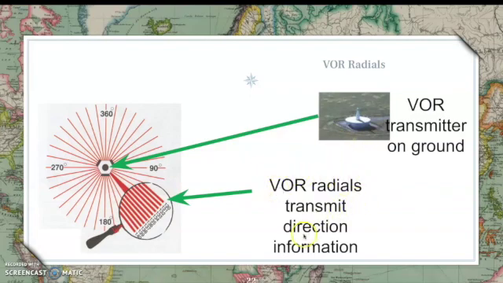So VOR radials transmit direction information, and that is in these degrees. So obviously you see the large degree markers, 360, 90, 180, and 270. But in between there, we have these smaller branches that indicate smaller amounts of degrees. And all of these are based off of the degree from north.